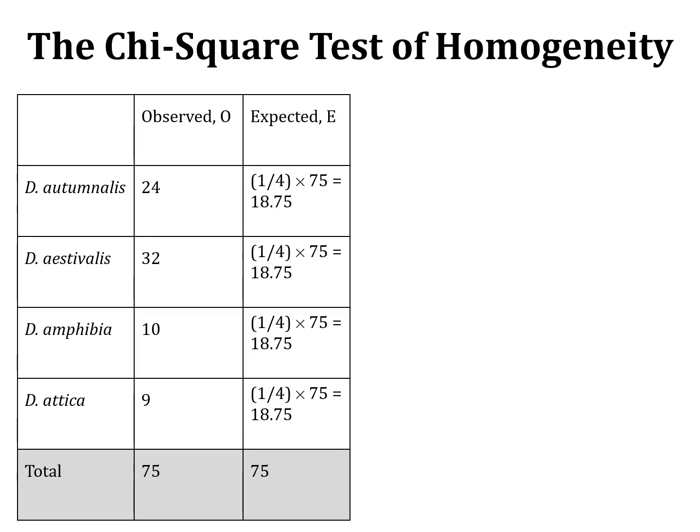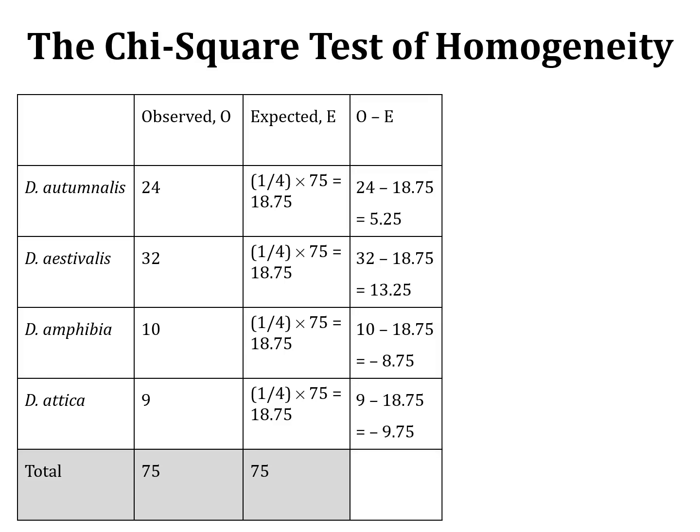Now the calculations: the observed frequencies and the expected frequencies. Then we have the difference of observed and expected frequencies. So 24 minus 18.75 is 5.25, 32 minus 18.75 is 13.25, 10 minus 18.75 is minus 8.75, and 9 minus 18.75 is minus 9.75. So you have to ignore this minus sign in the last two rows.